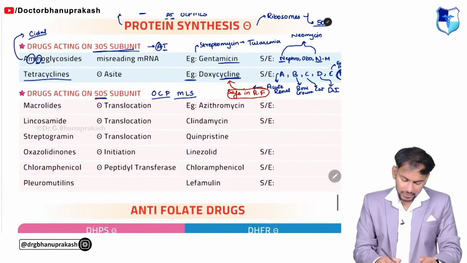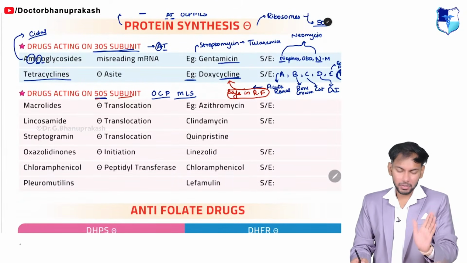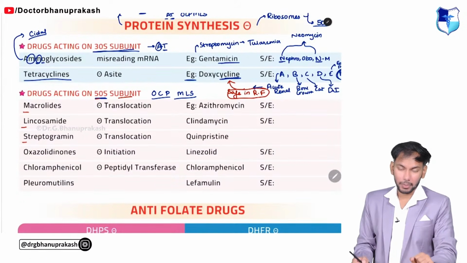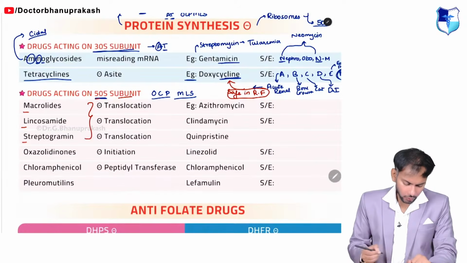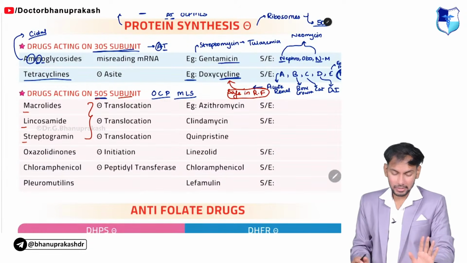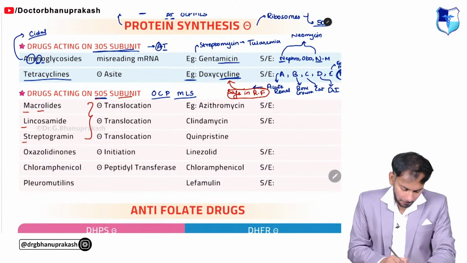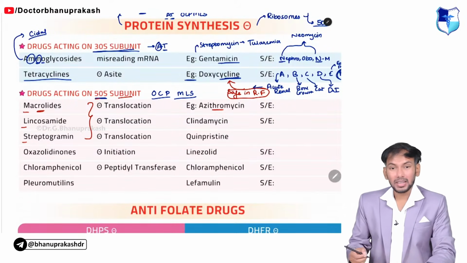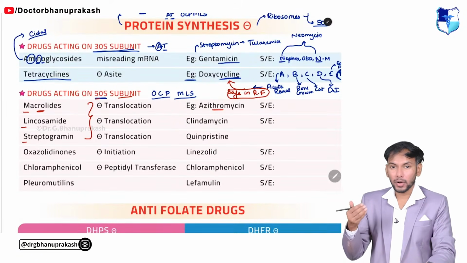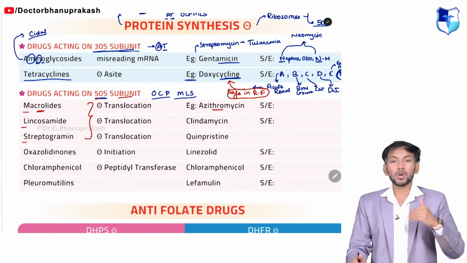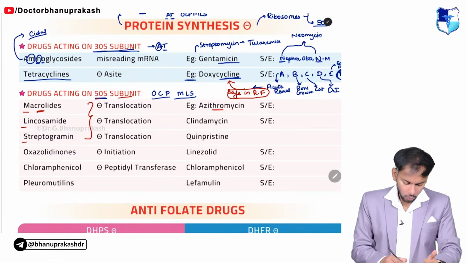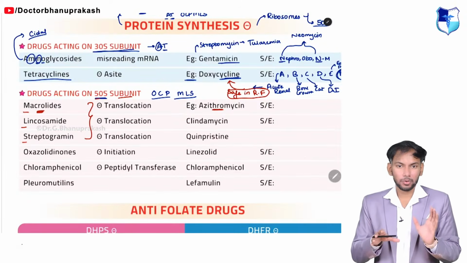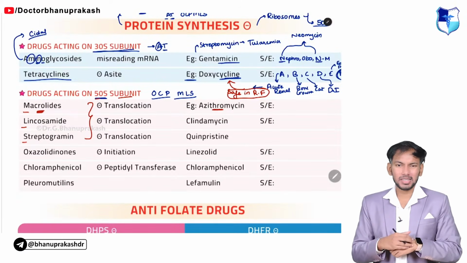Now, coming to the drugs acting on the 50S, these are OCP, MLS. First, we will see MLS drugs. M means macrolide, L means lincosamide, S means streptogramin. Now, all these drugs will block something known as translocation. If you see here carefully, macrolides, these are macro. The drug is azithromycin, a macrolide. Remember this: macro, RO, azithromycin, RO. Romycins are macrolides. Mycins are aminoglycosides, but romycins are macrolides. Easy way to remember this.